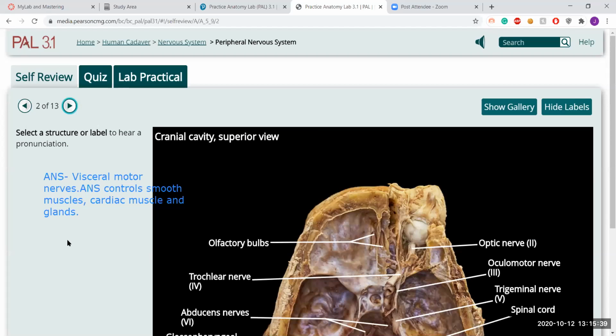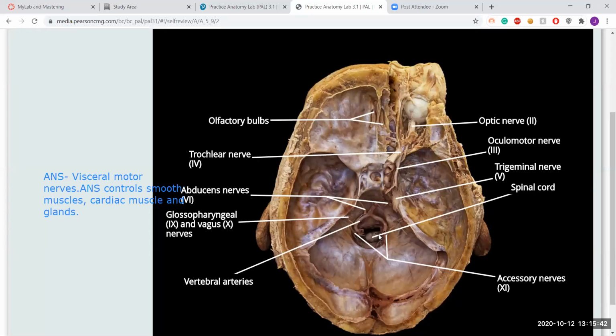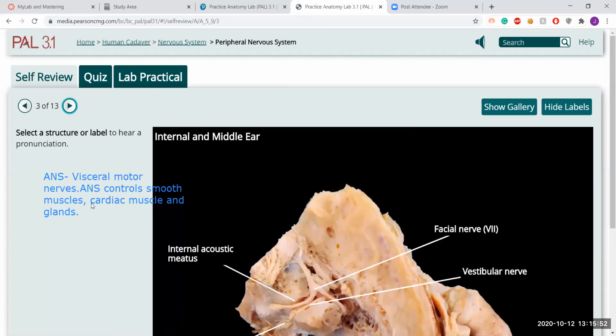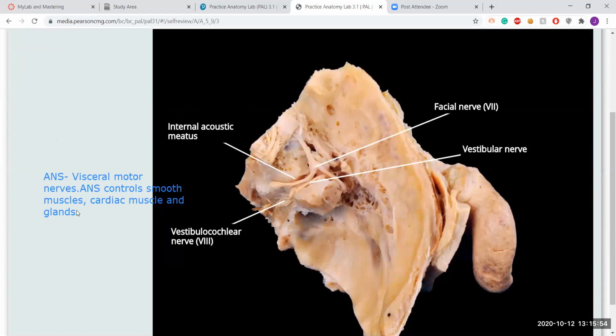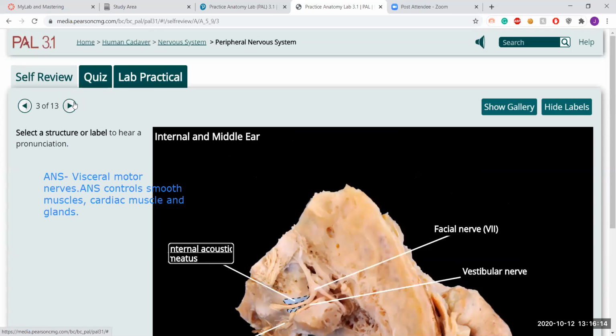This is the cranial cavity, superior view, and it is showing all the other structures. Don't focus much here. I don't want you to be knowing things here. This is the internal ear cavity, so the vestibular nerve is going inside. Facial nerve, vestibular nerve. Don't worry about this one.